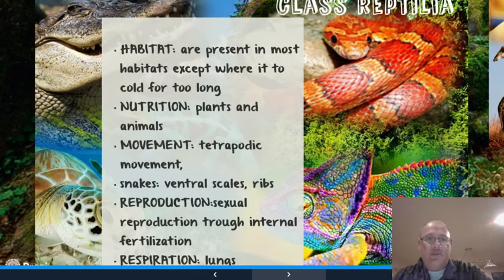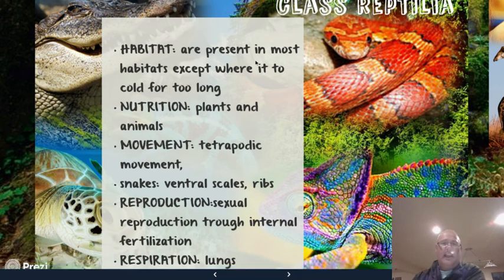Now, once we get to the reptiles, we've made the complete move onto land. These guys can live in almost any environment where it's not cold for too long. These guys are cold-blooded ectotherms. If they get too cold, they will freeze to death. So they've got to live in somewhat warm environments, with seasonal environments as well. Snakes, with scales and ribs, are going to be internal fertilizers. This is one of the first animals that are going to have internal fertilization. So the male has to find the female, and there has to be some sort of copulation.